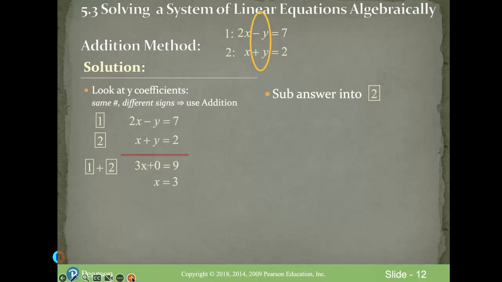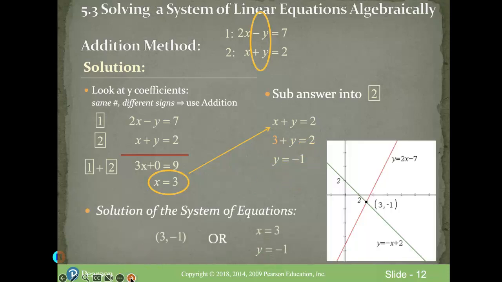Now that you have one of the answers, you can substitute this answer into one of the equations. So I'm going to choose here to substitute this x equals 3 into equation 2. So instead of writing x plus y equals 2, I have 3 plus y equals 2. Solving for y by subtracting 3 on both sides, I get y equals -1. So the solution is the point (3, -1), or you may be asked to list those separately. And just to verify, here is the graph and the point of intersection.